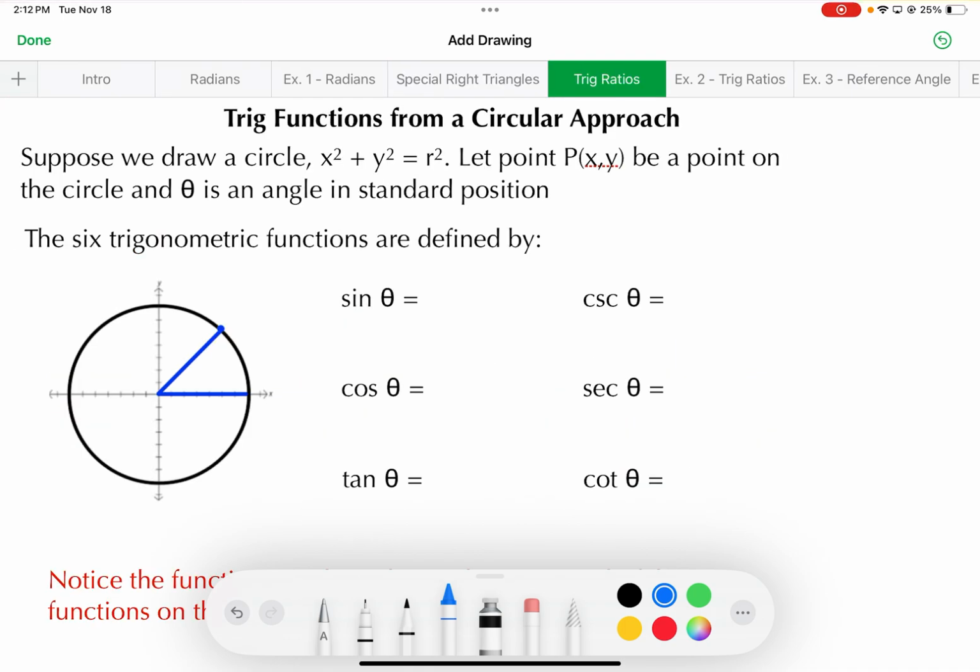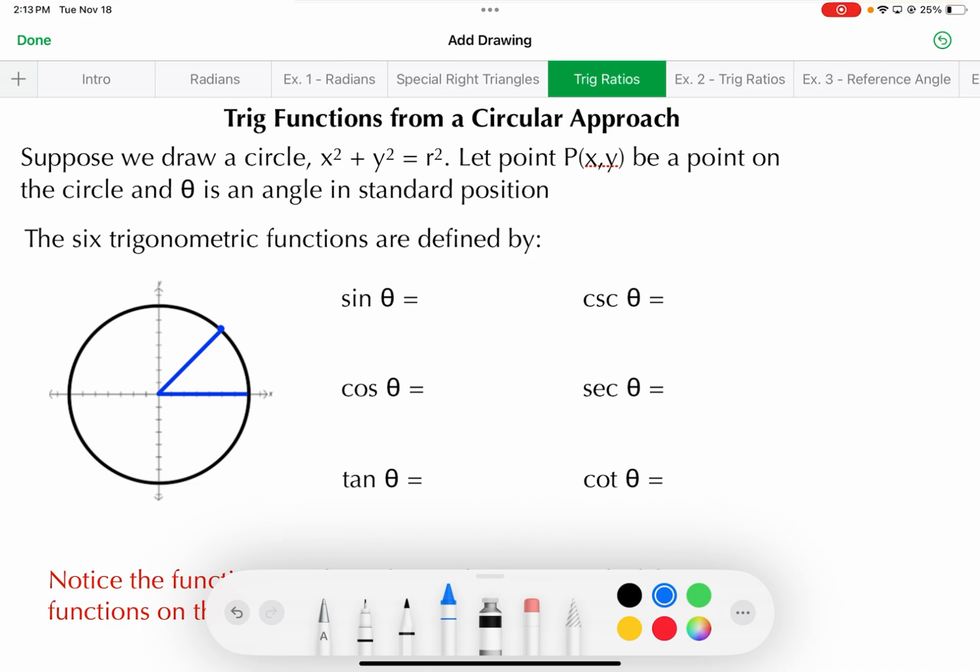All right, let's review our trig ratios now. So suppose we've got a circle. Equation is x squared plus y squared equals r squared. Point P of coordinates x, y is a point on that circle, and theta is an angle in standard position that's subtending the circle. Okay, so standard position means vertex at the origin in the coordinate plane, or vertex at the center of the circle, right?